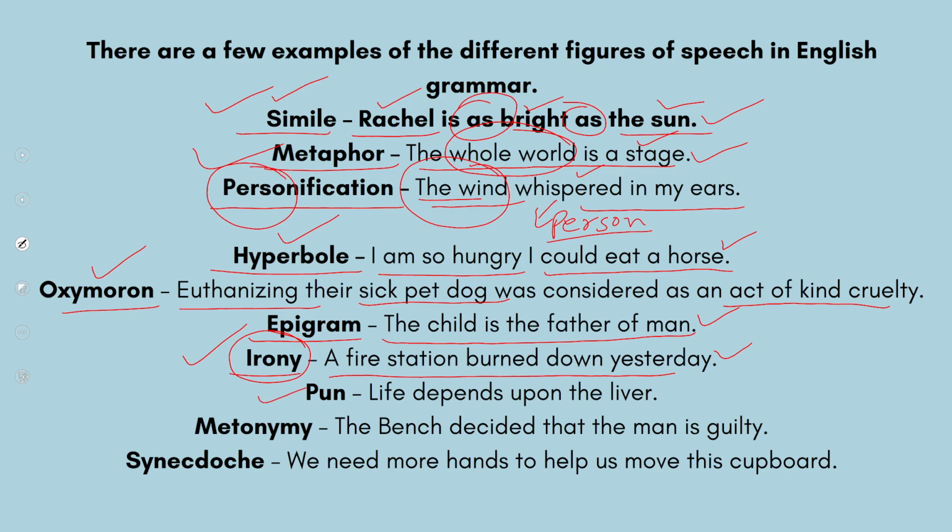We have puns like life depends upon the liver. Now, are we talking about the person who is living it or the liver of a person, biologically speaking, in the body? So it can work both ways. So yes, life depends upon the liver as well, and life also depends upon the person who is living it. Metonymy use: the bench decided that the man is guilty.